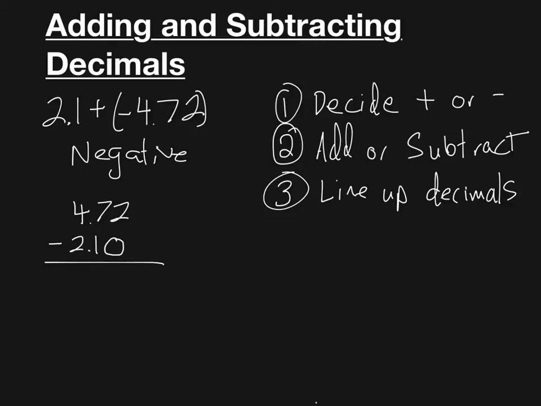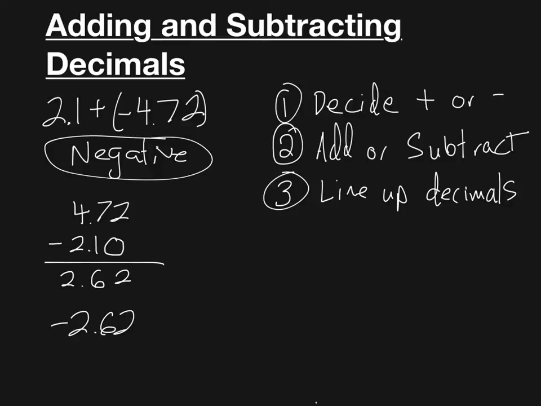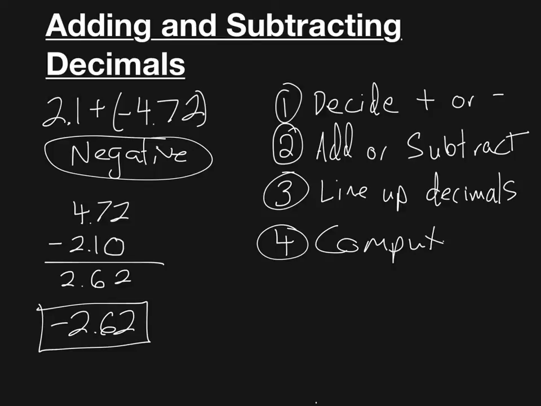So now I have 2 minus 0, that's 2. I have 7 minus 1, that's 6. And I have 4 minus 2, that's 2. And remember, I said my answer was going to be negative. So my answer is negative 2.62. Put a box around that so I can see that that is my correct answer. So that was really our fourth step, which was to actually compute the answer.